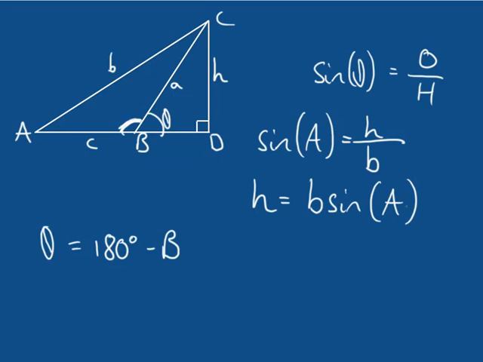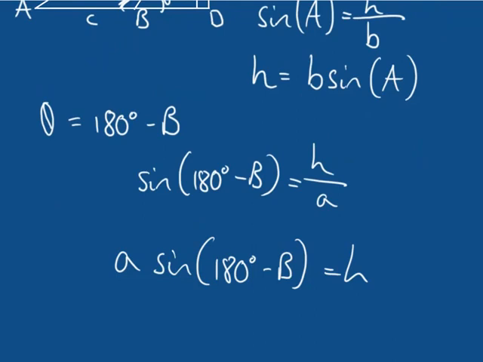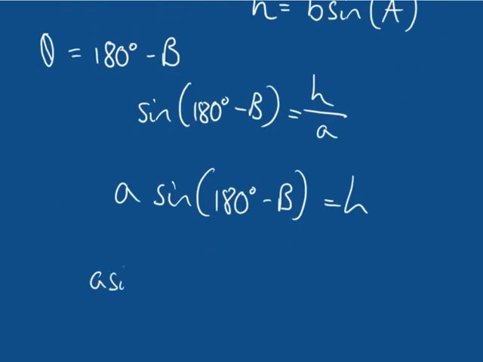But that means our calculation is slightly different, because now we have the sine of 180 degrees minus B is equal to the opposite, which is H, over our hypotenuse, which is A. If we rearrange this, we get A times the sine of 180 degrees minus B is equal to H. But before, we had A sine B is equal to H with our original triangle. So notice these aren't the same, they're different. One has 180 degrees minus B, the other simply has B. Was this going to cause us a problem?